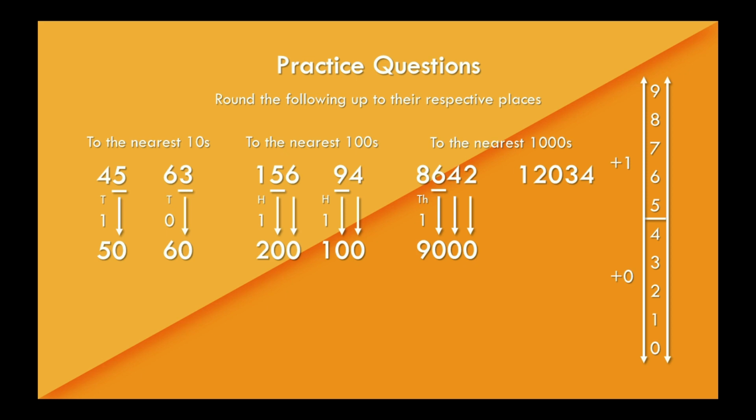One last question before we continue. 12,034. We know that the thousands place is 2. Immediately to the right we have 0. So obviously this one rounds down. So 0 and all the digits to the right become 0. So 12 gets a plus 0, leaving it as 12, giving us a final answer of 12,000.